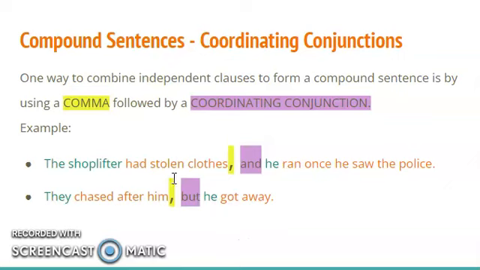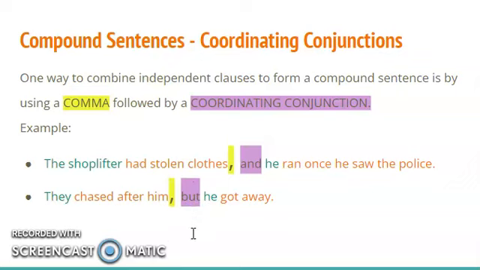So you'll notice that there is a comma in a compound sentence that is joined by a coordinating conjunction. That punctuation is extremely important. Without it, your sentence is going to be considered incorrect. So make sure you have that comma and that coordinating conjunction, or fanboy.